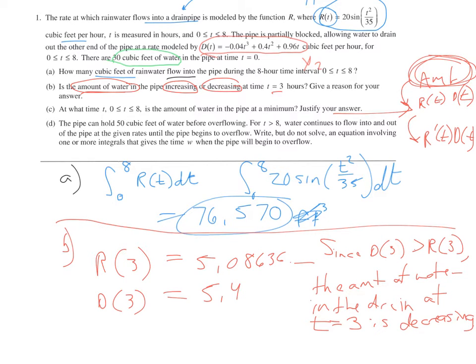You have to answer the question the way that they phrase it. If they want to know the amount of water increasing or decreasing, you have to use one of those two terms. You can't say, oh, there's less water in there. Okay, they're not going to accept that answer. You have to do that.